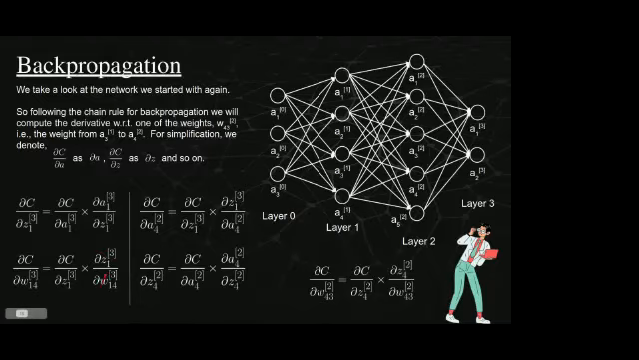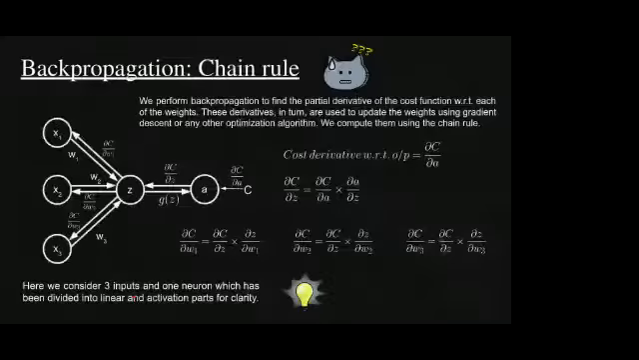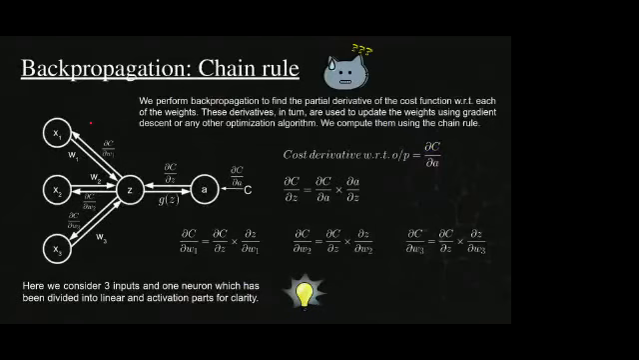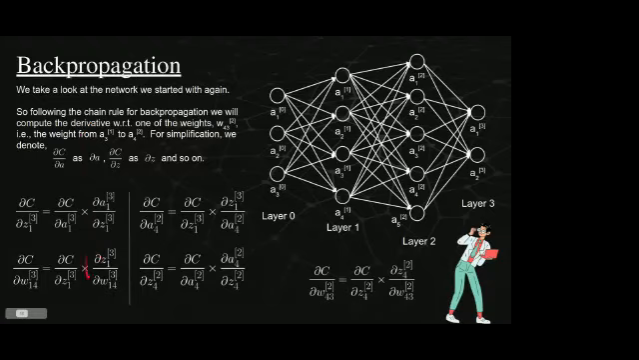Here, Z with respect to W of 1. If you go back to this slide right here, if you partially differentiate Z with respect to any one of the weights, what you are left with is just a single input value. So here we have the same thing. This is essentially just A.